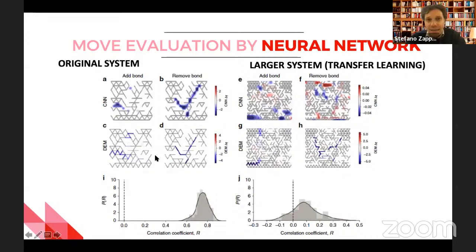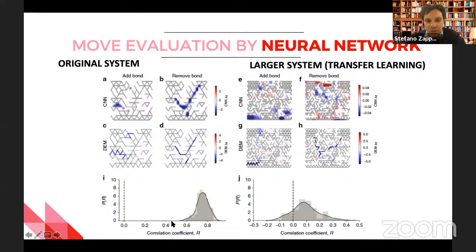What is less trivial is the fact that we can also now train the neural network on a small system, which is easier to solve, and then feed it with a larger system, with more bonds. Of course, it hasn't seen this system, which is a different system size, but still it can give you a reasonable idea of which bonds are important and which ones are not so important for the efficiency. So which bonds are crucial when you want to increase or decrease the efficiency.